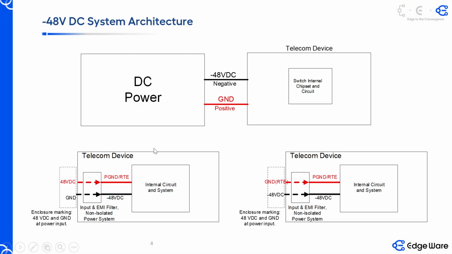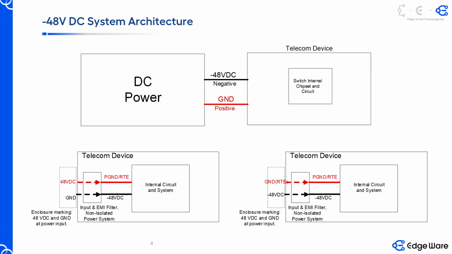But we should know that in the world there's another kind of device. It's a negative device, negative DC48, which is designed for telecom purposes. In the telecom industry, it's very normal that we have negative 48 VDC devices, which look like this, and DC power provides a negative DC48 to the telecom devices, and the GND is positive. It works this way.